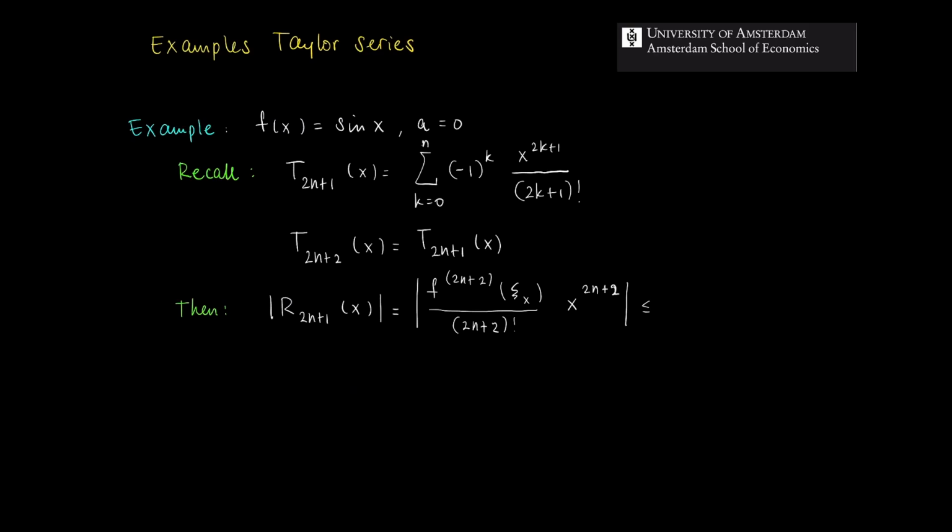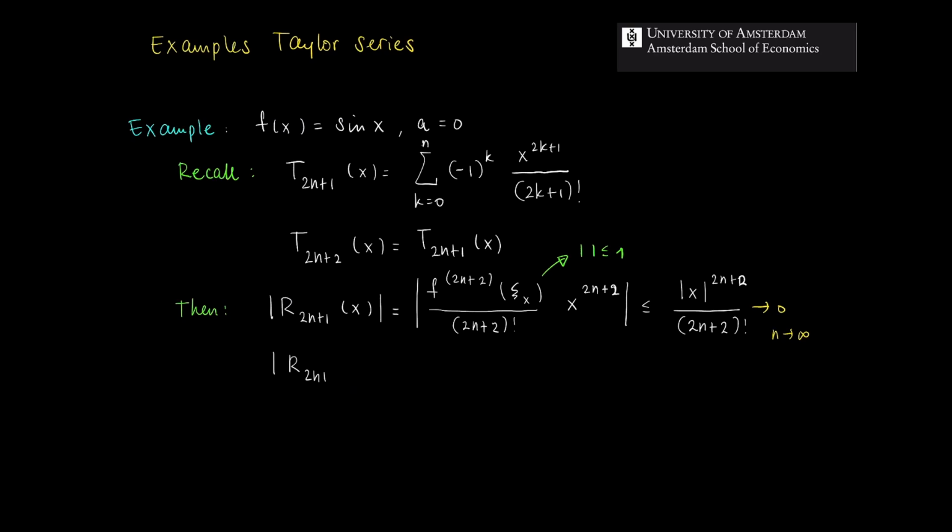right? So what we can do now is showing that this is smaller or equal than 1 in absolute value, so we get this one, right? So we get that this term here is smaller or equal than absolute value of x to the power 2n plus 2 divided by (2n plus 2) factorial, right? So we've already seen that for a fixed x, this limit goes to 0 when n goes to infinity, right?